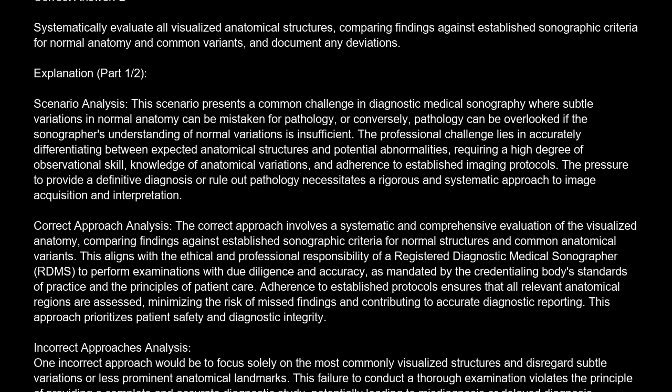This aligns with the ethical and professional responsibility of a registered diagnostic medical sonographer, RDMS, to perform examinations with due diligence and accuracy, as mandated by the credentialing body's standards of practice and the principles of patient care. Adherence to established protocols ensures that all relevant anatomical regions are assessed, minimizing the risk of missed findings and contributing to accurate diagnostic reporting. This approach prioritizes patient safety and diagnostic integrity.